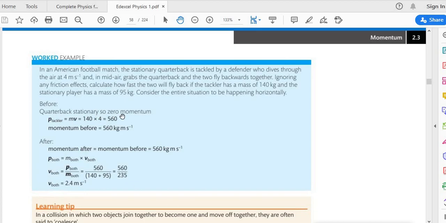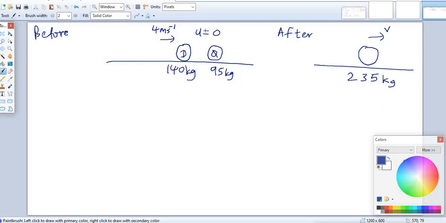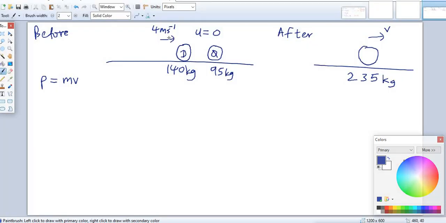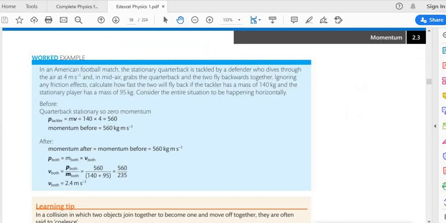Quarterback stationary, so 0 momentum. The momentum of this quarterback is 0 because it's not moving. The equation for momentum is equal to mass times velocity. So the momentum of the defender is the total momentum before collision, which is 140 times 4. That is 560 kilogram meters per second. Now in this case, you can see according to this diagram, it is to the right.